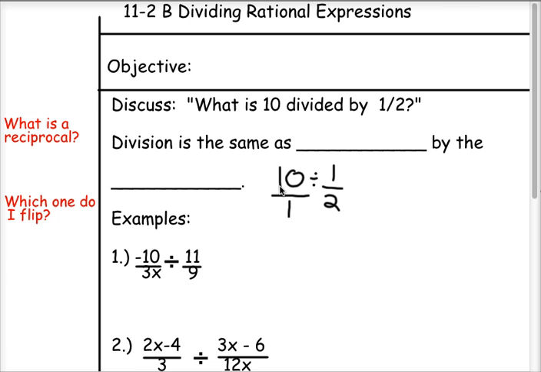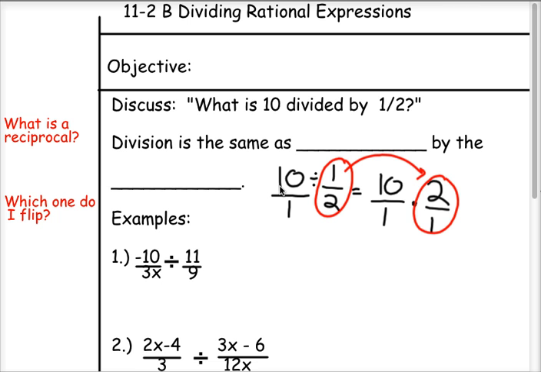Now, dividing by a fraction, however, what we're going to do is turn this into a multiplication problem. And how we do that is we're going to multiply by the reciprocal of the second fraction. So notice what I ended up doing. Okay, so I flipped that fraction, which changed it into a multiplication problem. So I ended up getting 20 over 1, or simply 20.